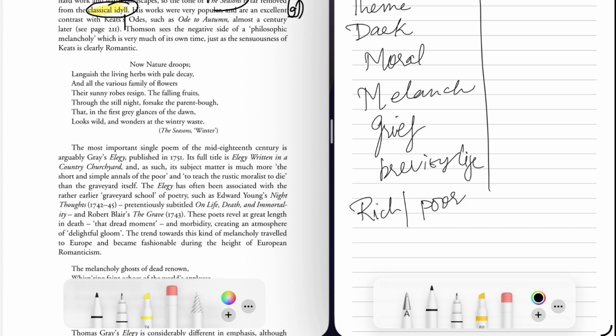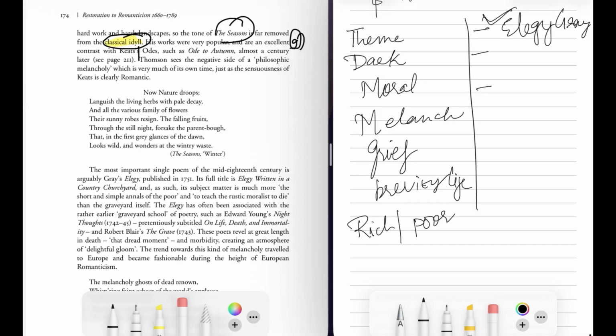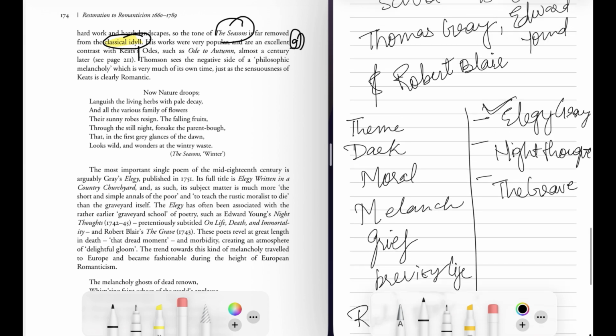So add the example of famous writing from their works. Elegy is the famous writing by Gray. Read the whole poem, Elegy Written in a Country Churchyard, and I will try to read that poem line by line. Another writer is Edward Young, whose poem is Night Thoughts. This one is important. Then another, written by Robert Blair, is The Grave. So these three are the representative poems of the Graveyard School.